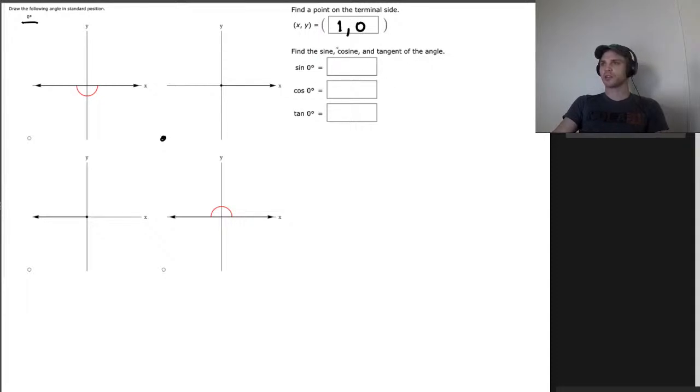Find the sine, cosine, and tangent. If you know your unit circle, these things are very quick. The sine is the y, 0. The cosine is the x, which is 1. And the tangent is the sine divided by the cosine, which is also 0. So this problem's a super quick hitter if you know your unit circle.